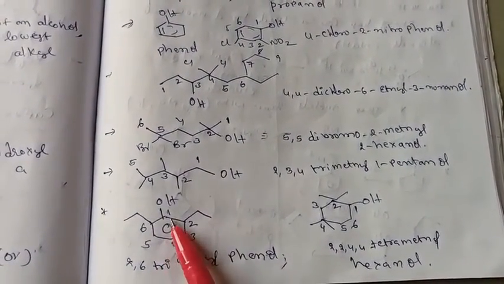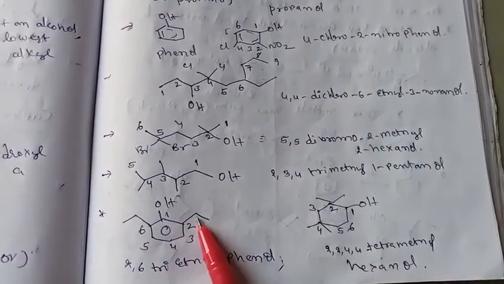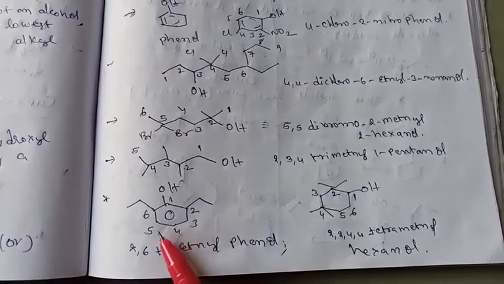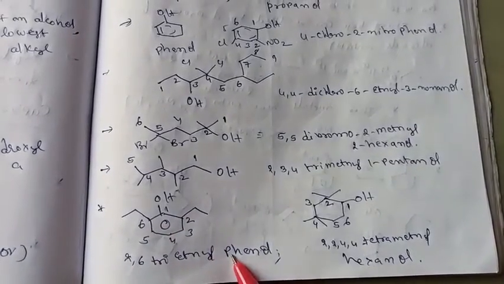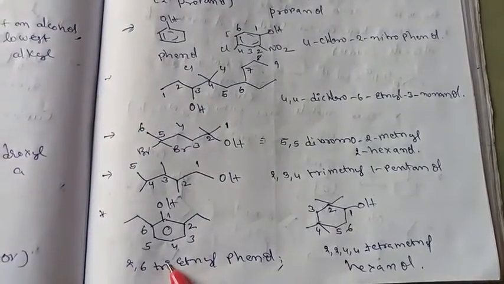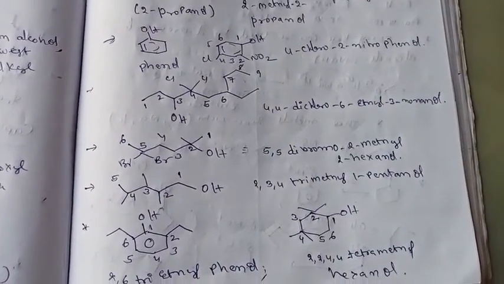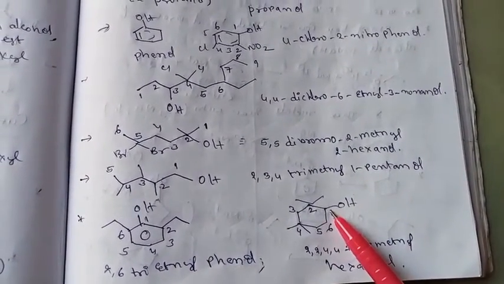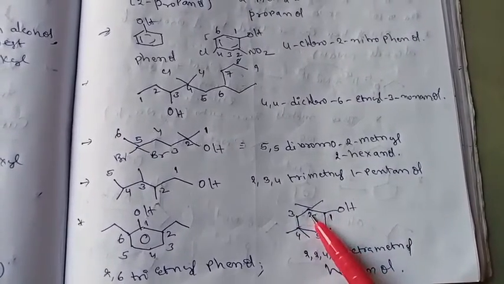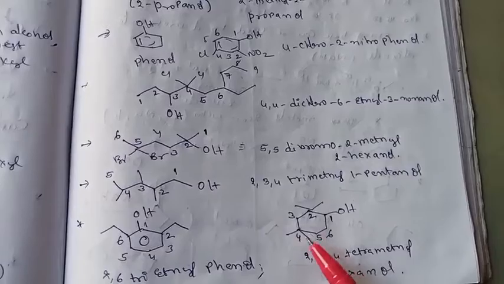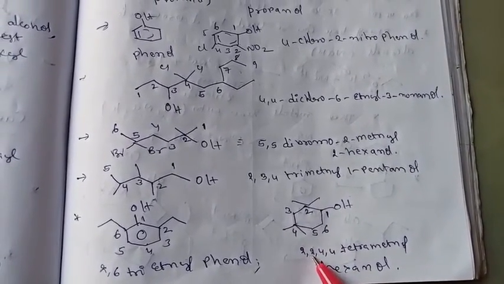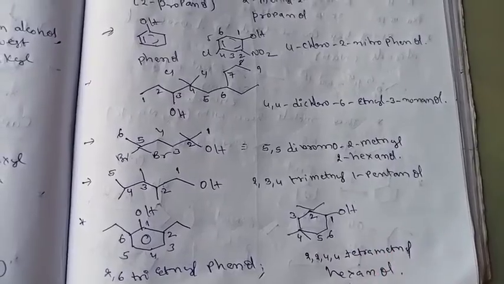For this one, you can see this is phenol. At the second and sixth positions ethyls are there. So that's why 2,6-diethyl phenol. It's not tri, it's diethyl phenol. Another example, you can see this is 1, 2, 3, 4, 5, 6. At the second position 2 methyls, and at the fourth position also 2 methyls are there. So that's why it is 2,2,4,4-tetramethyl hexanol.